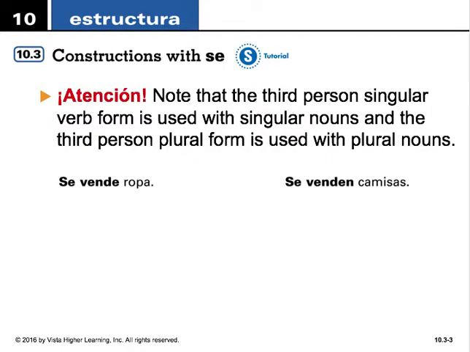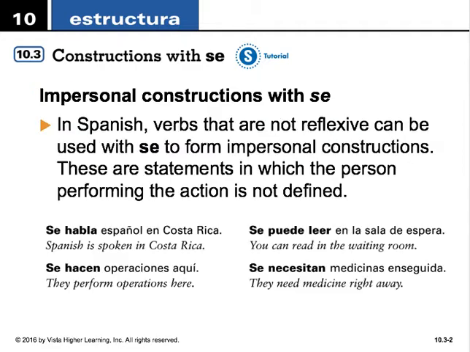So note that the third person singular verb is used with singular nouns, and the third person plural form is used with plural nouns. Se vende ropa, or se venden camisas, as you just saw here. Se necesitan medicinas, y se hacen operaciones. These two match. But when it's singular, the verb is singular. Se habla español, or se puede leer.